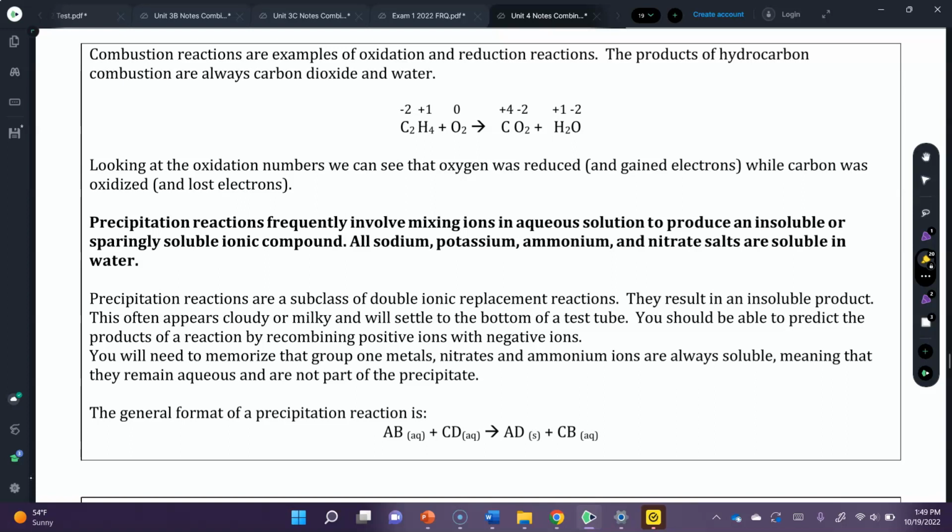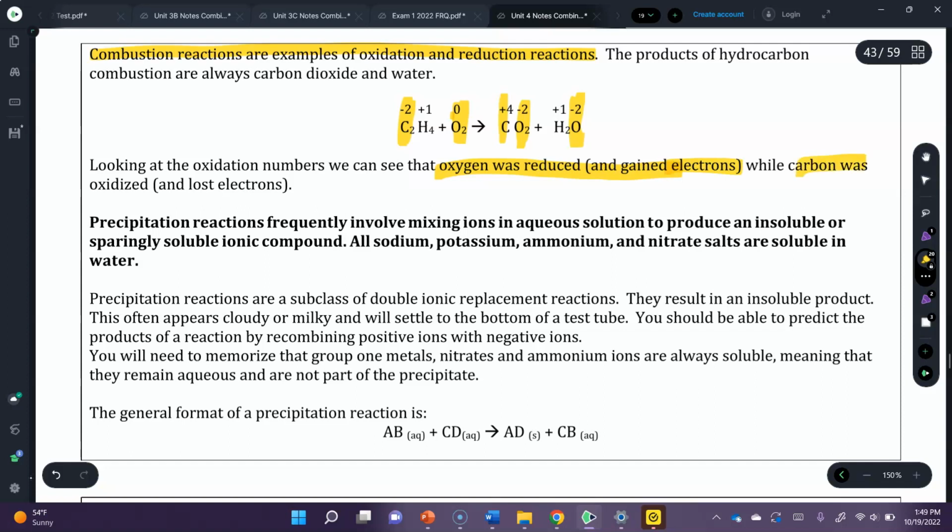Okay, so combustion reactions are examples of oxidation reactions. The products of hydrocarbon reactions are always carbon dioxide and water. We see that it is a redox because oxygen goes from 0 to -2 oxidation state, and carbon goes from -2 to +4. So we do know that a redox reaction is occurring because we have changes in the oxidation state, where oxygen is reduced and thus gains electrons, while carbon is oxidized and has lost electrons.